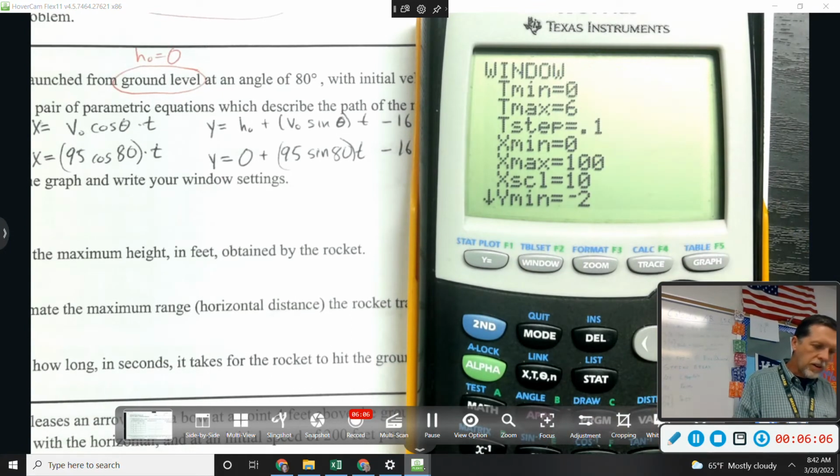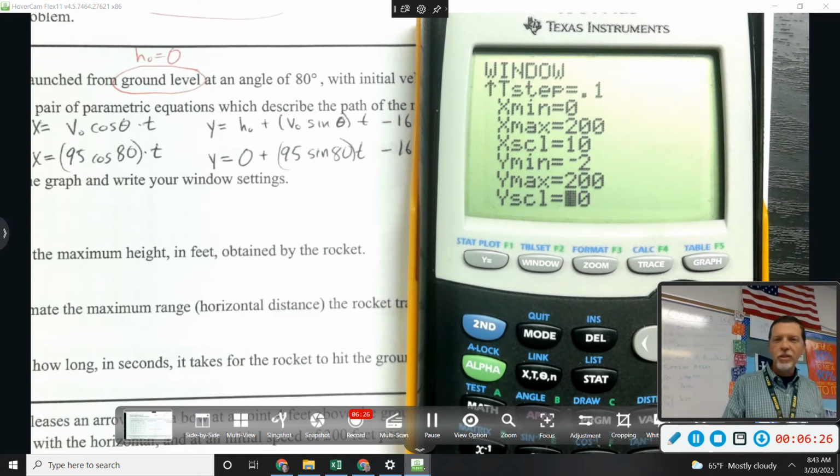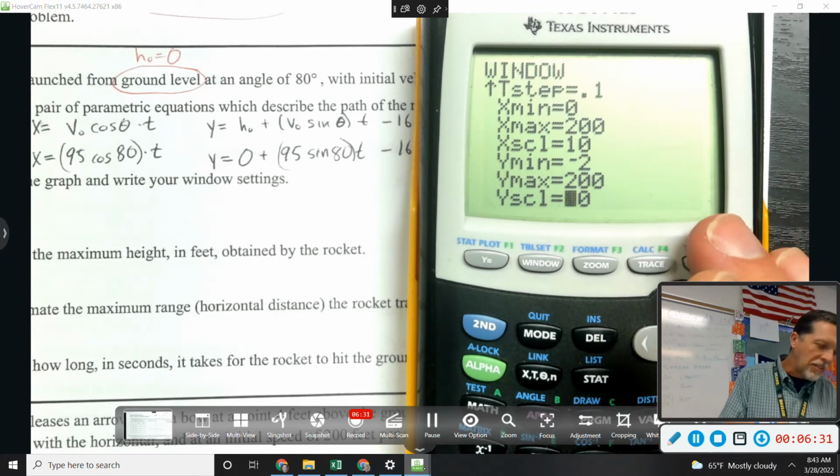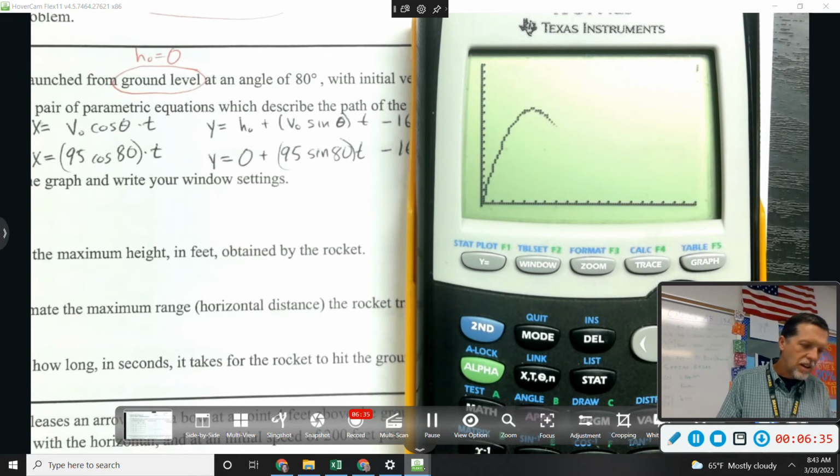And then my window, since we're launching this thing at time equals 0, I think I can start at 0. I don't know yet what's a good t max. I'll go to 10 and we'll see what happens. I don't know what's a good x min or x max either, so I'll go 0 to 200. That may be overkill, or might not be enough. Okay, I can clean that up a little bit.